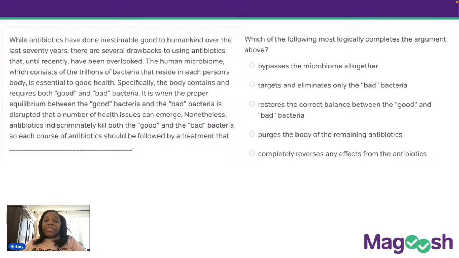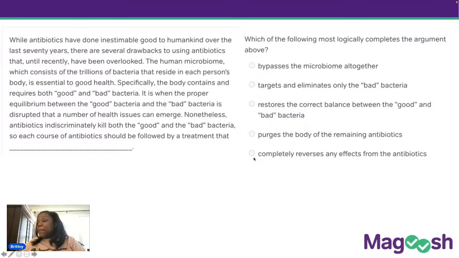So remember, it's not that the antibiotics are the problem, right? It's a disruption of the good and bad bacteria. So this does not fit the mold for a treatment. Because we said, again, antibiotics have done good to mankind. So we don't want to purge them.